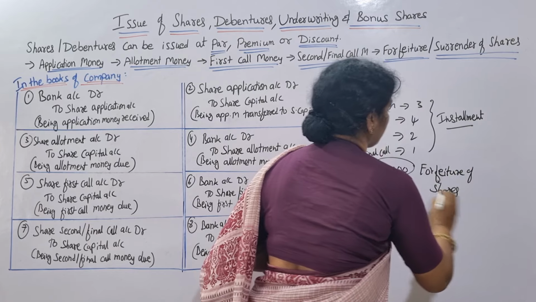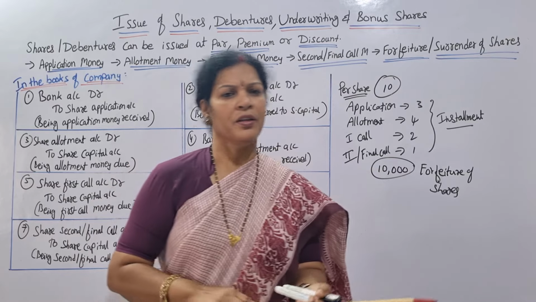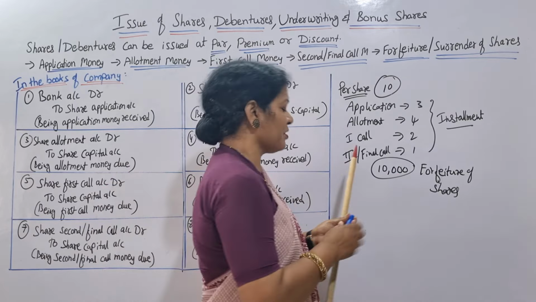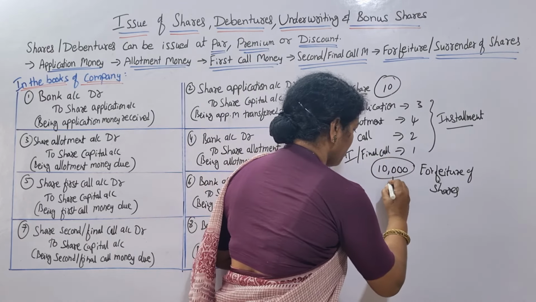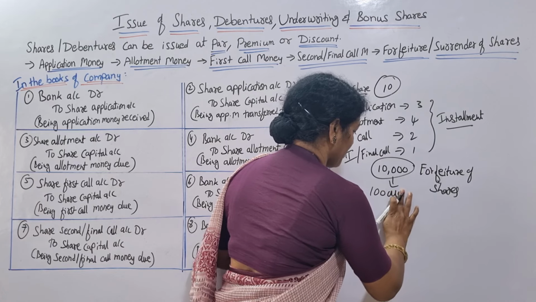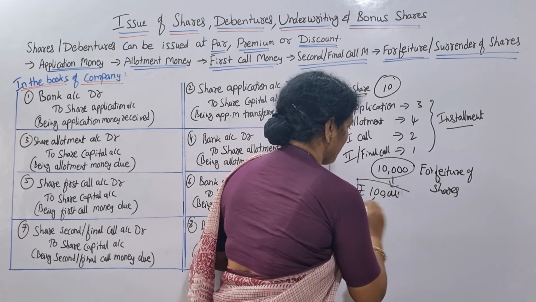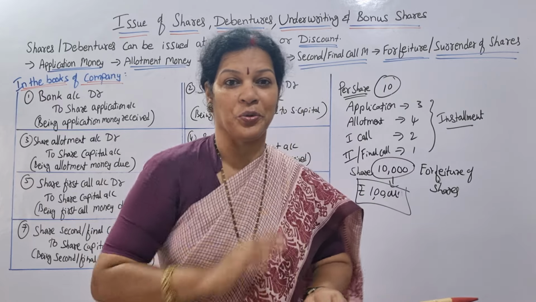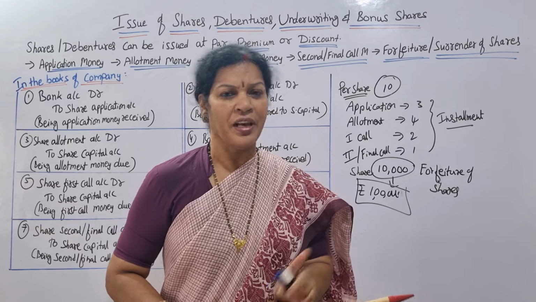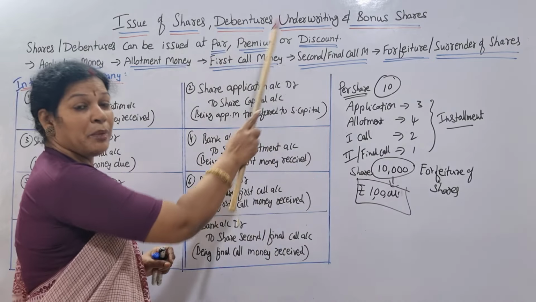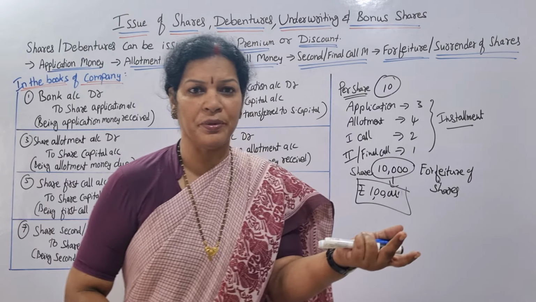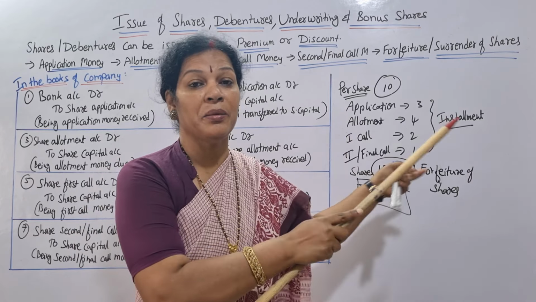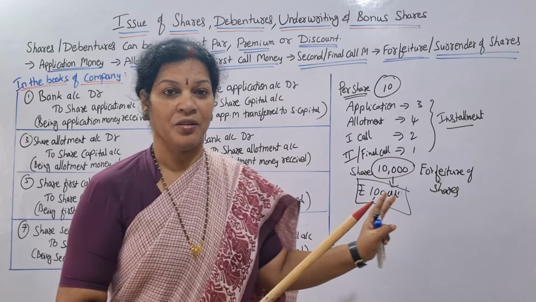What does the company do? They did not pay, so that amount is forfeited by the company. Each share is 10 rupees, so 10 rupees into 10,000 shares gives a total of 1 lakh rupees. But the shares are here, 10,000 shares, and the company can reissue these shares. Again, they can reissue at par, premium or discount. As the company issues new shares, in the same way, it can issue the forfeited shares at par, at premium or at discount. It is their wish.